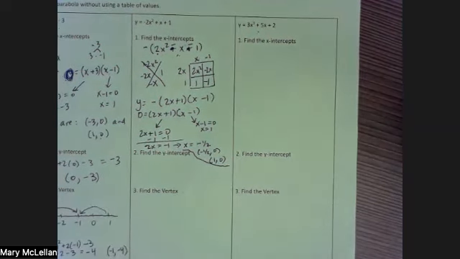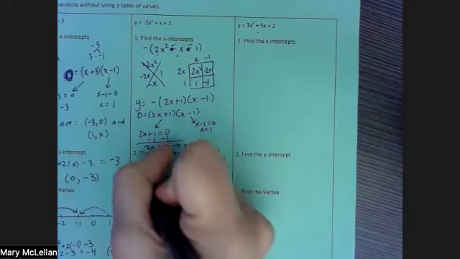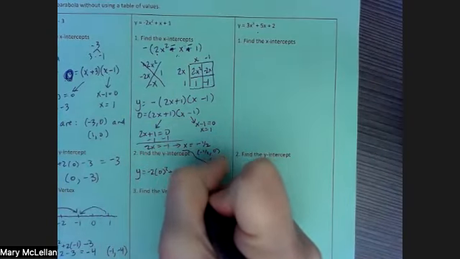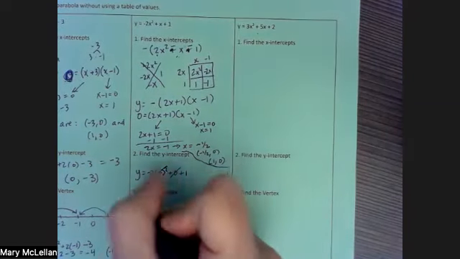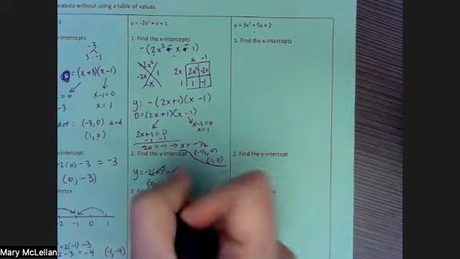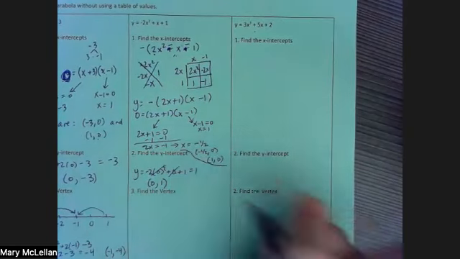Okay, now I need my y-intercept. I have y equals -2 times 0 squared plus 0 plus 1. Both of these terms go to 0, and my y-intercept is at 0, because that's what x was, 1, because that's what y is. Now we find the vertex.